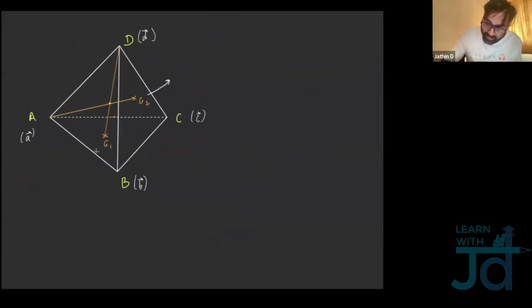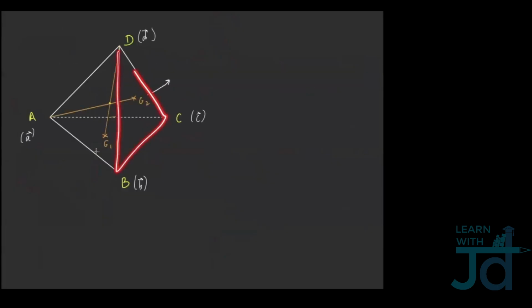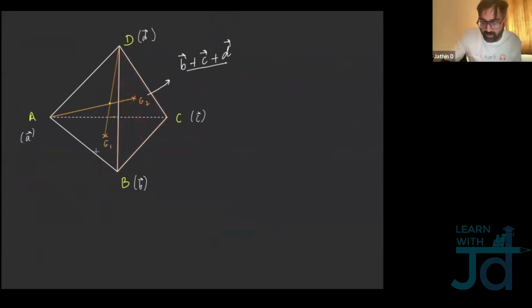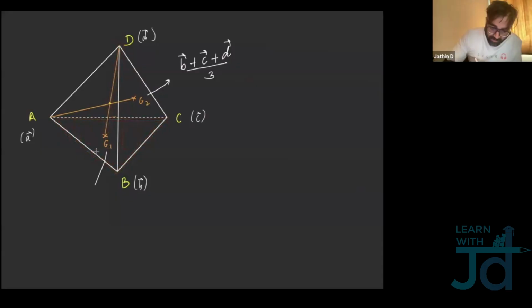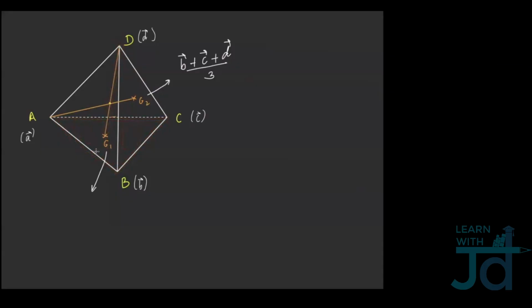So tell me what is the position vector of G2? Focus your attention here on this triangle. D vector plus C vector plus B vector divided by 3. Correct, very good. Now G1. Imagine this is the vertex and the opposite face, and you draw this line to the centroid. So G1 will be A vector plus B vector plus C vector divided by 3.